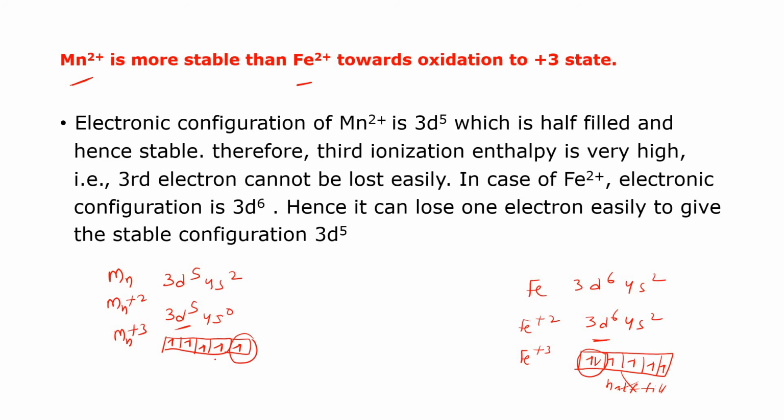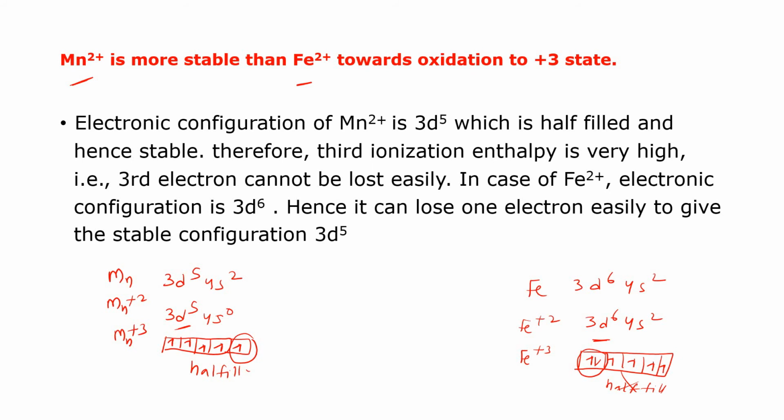If you remove this electron, the half-filled configuration will be disturbed here. This is actually half-filled. That is the reason. We can't remove an electron from the half-filled configuration. It's very difficult to remove from the half-filled configuration, isn't it?